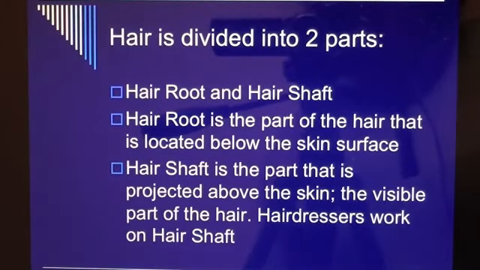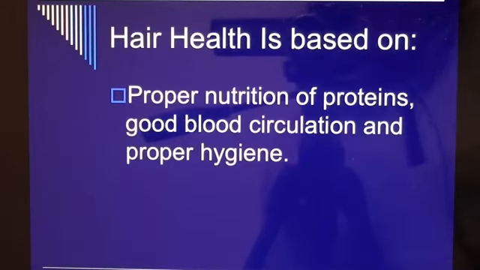Hair is divided into two parts, hair root and hair shaft. Hair root is the part of the hair that is located below the skin surface. Hair shaft is the part that is projected above the skin, the visible part of the hair. Hairdressers work on hair shaft. Hair health is based on proper nutrition of proteins, good blood circulation, and proper hygiene.